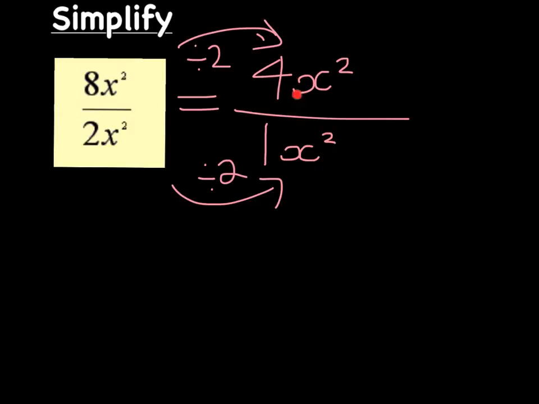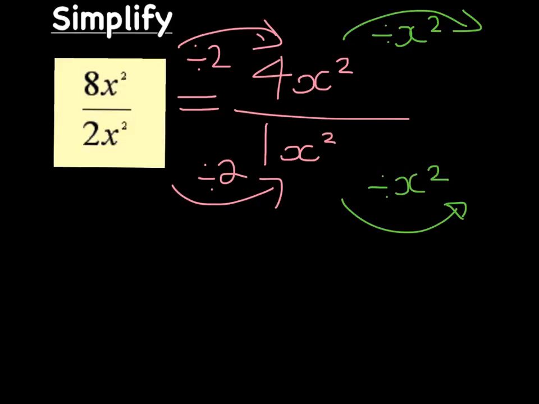Well, on the top, I know that x squared is a factor of x squared, and on the bottom, x squared is a factor of x squared. So therefore, I've got a factor of both the top and the bottom, so I can divide by x squared. So my next step is going to be to divide by x squared.